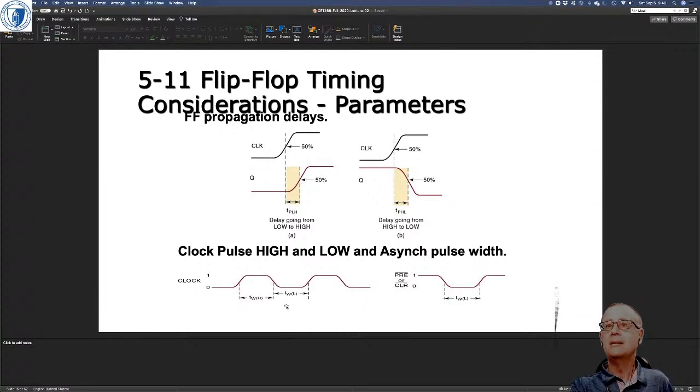And yeah, this is just showing that it works with the synchronous clock, but you also have to take it into account with the asynchronous. The asynchronous inputs have the same shape.